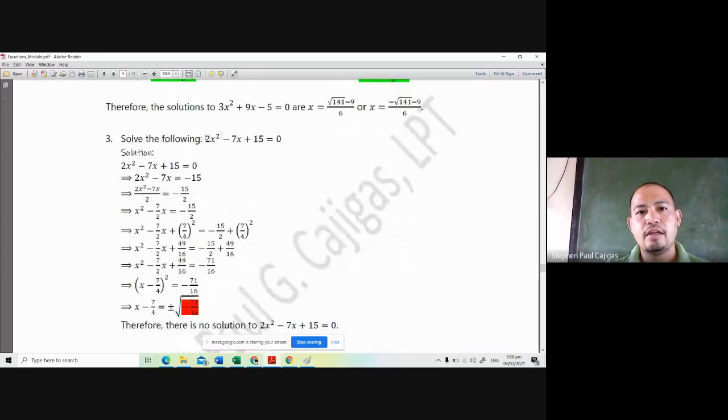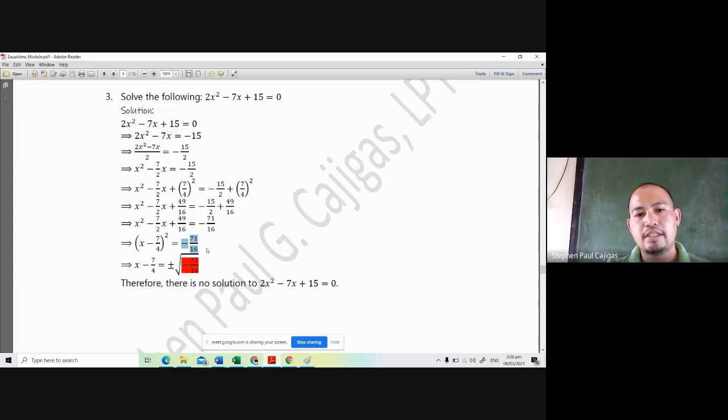And then this one here, this is an example wherein there is no solution. Pag abot nga di, we still do the same process, completing the squares. Pag abot nga di, may nakita negative 71/16. So again, dire kita pwede magtuwa itong square root in negative number. So pag tuwa in square root in negative number, then we conclude that there is no solution.